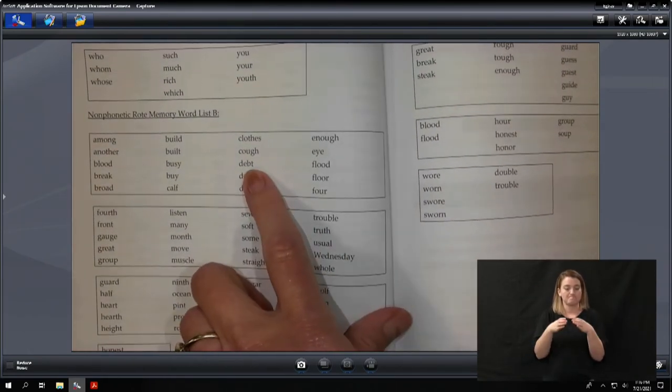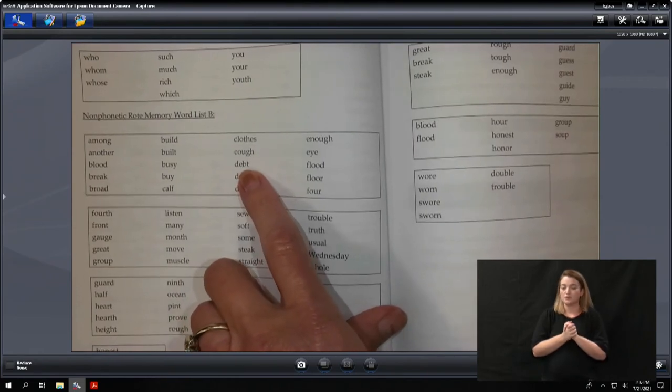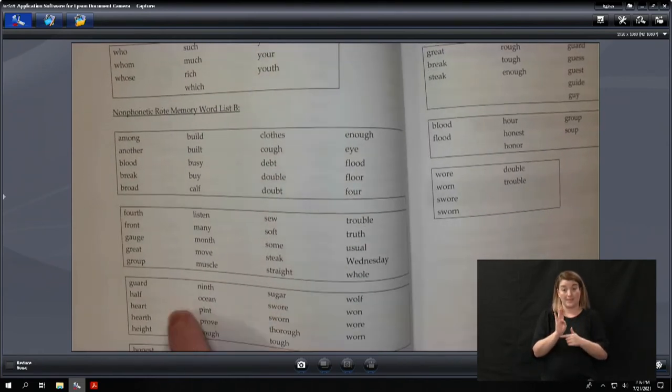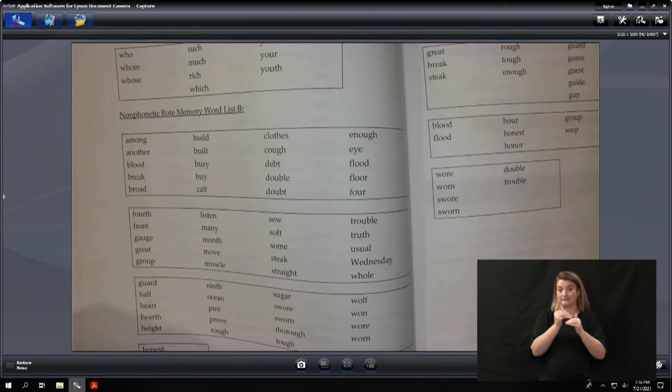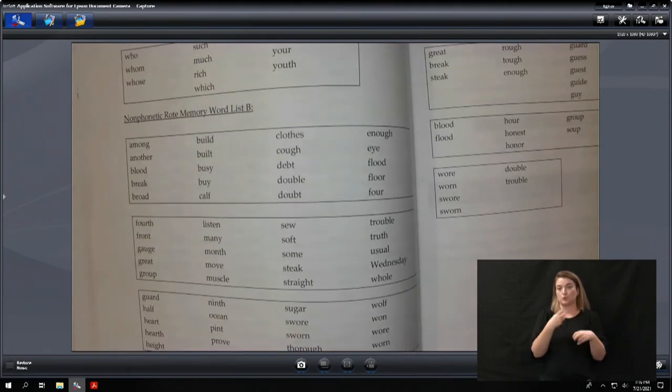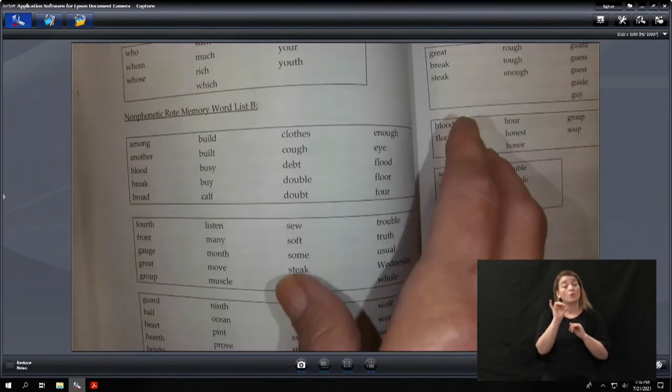And then this non-fun word list B is the next list, which is a little bit more challenging, as you can see. You can also search online, Orton Gillingham Red Word List. There are all sorts of varieties of them.